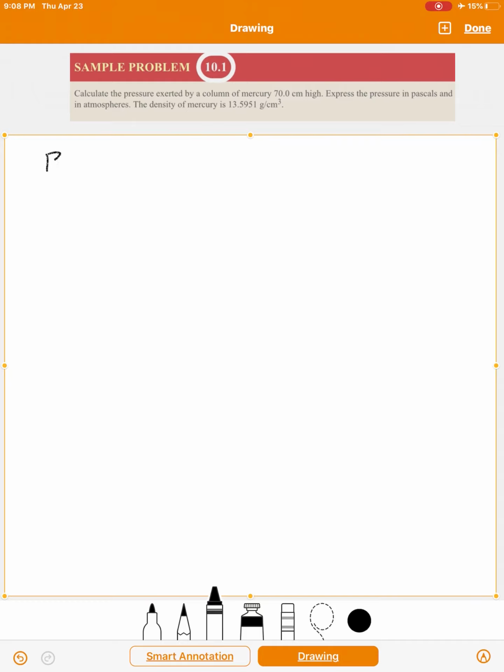So a column of mercury has a pressure which is proportional to the height of the mercury times the density of the mercury times the gravitational acceleration of the Earth. The issue here is the MKS system versus the CGS system.